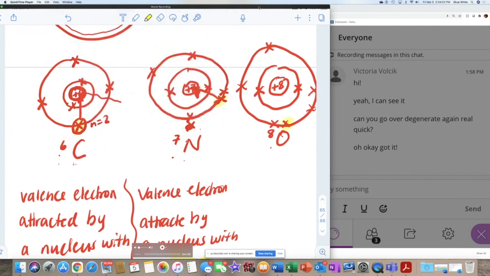So this valence electron, remember, these are all on the same energy level, right? The valence electrons are all on N2. The inner one is N1. This is N1. This is N1. This outer one is N2. So we are focusing on what is the power of the nucleus to pull in that outer electron and the whole energy level. Oxygen nucleus has even extra. It has +8.